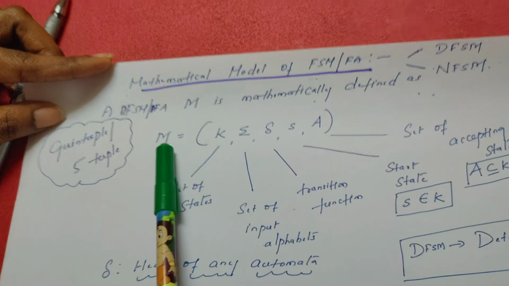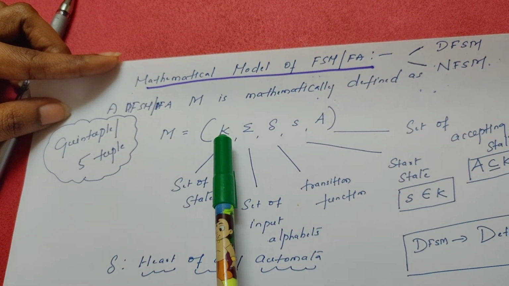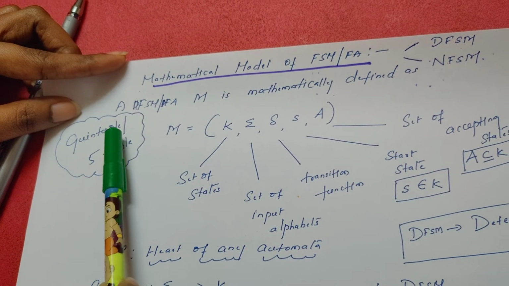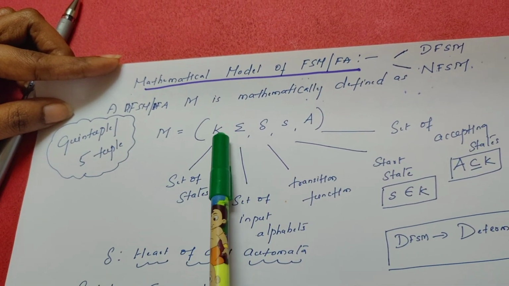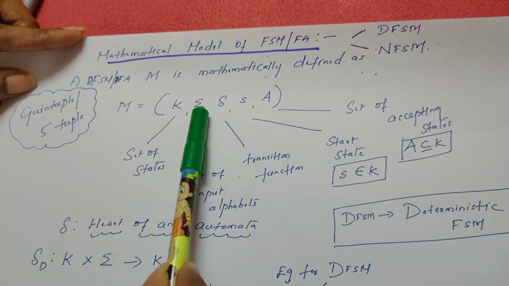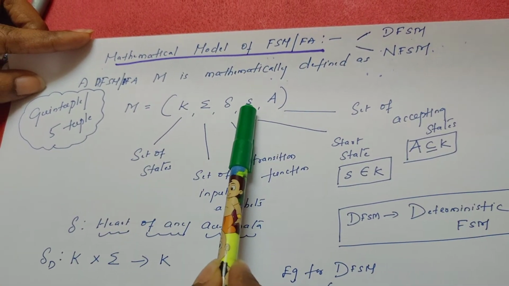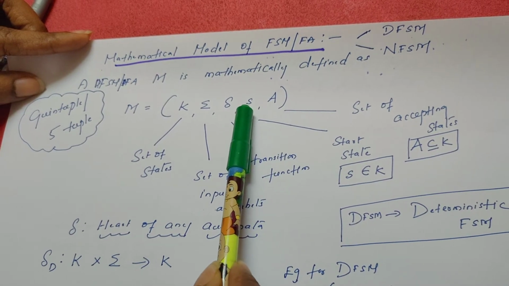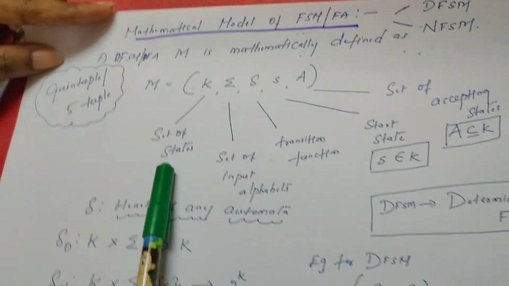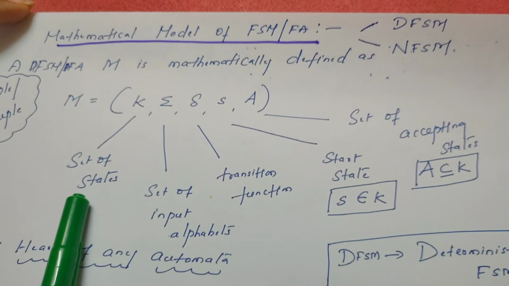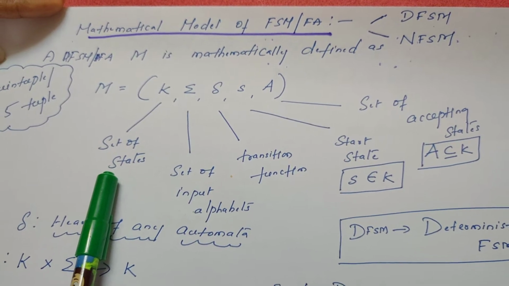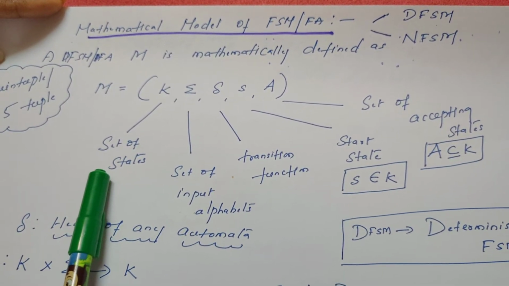Now, in general, a finite state machine is defined with 5 tuples or 5 pieces of information, otherwise called quintuple information. The five tuple is K, sigma, delta, s, A. s is written in lowercase. A is written in caps. What is this K? It is nothing but a set of states. Already we know that the finite control can change its state at any time. So that is indicated by this K.